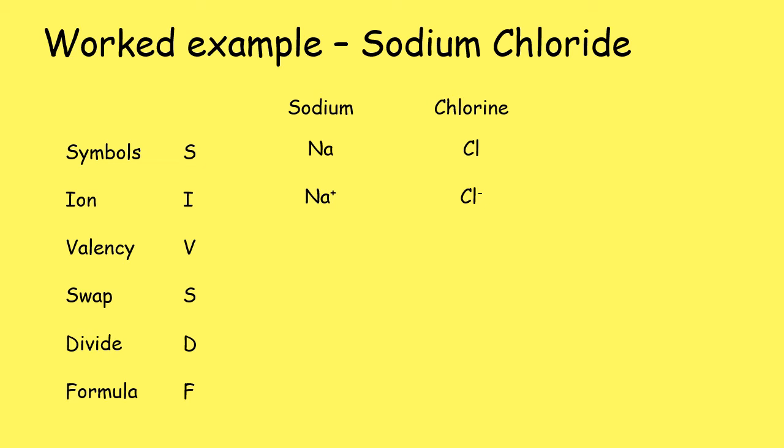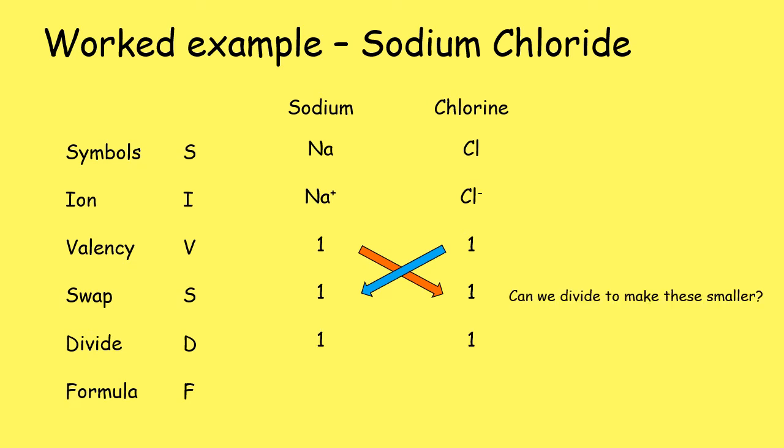The valency is exactly the same. The valency of an ion is the same as the valency for the atom. It's 1 and 1. And then we just do our normal procedure. We swap. When we swap, we ask ourselves, can we divide to make them smaller? Our answer is no, so we write them again.